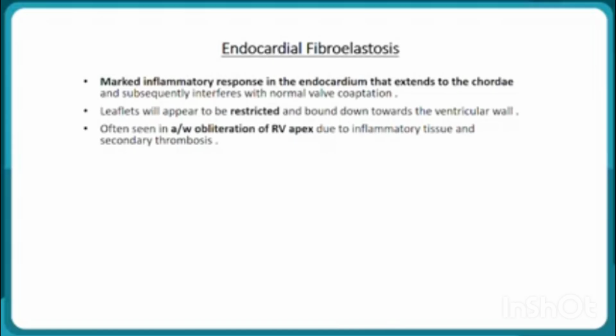The other pathology which we will be studying is endocardial fibroelastosis. It is marked inflammation in the endocardium, which can extend to the chordae, which will interfere with normal valve coaptation. The leaflet will appear to be restricted and bound towards the ventricular wall. It is often associated with obliteration of the RV apex due to inflammatory tissue and secondary thrombosis.